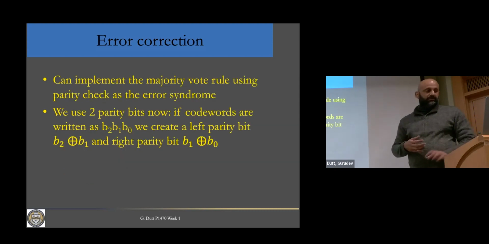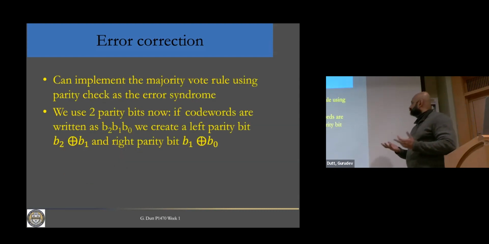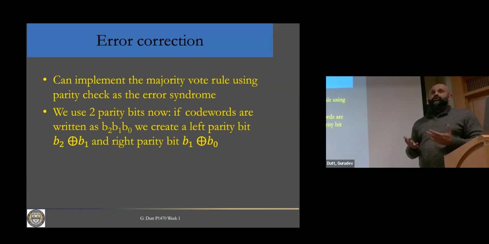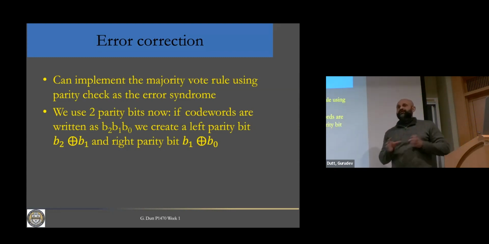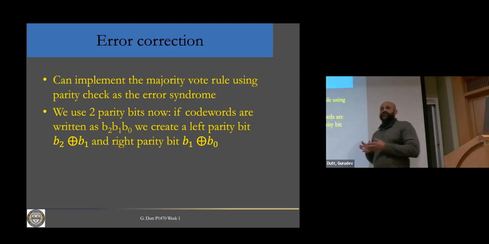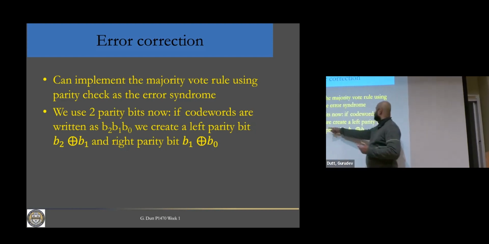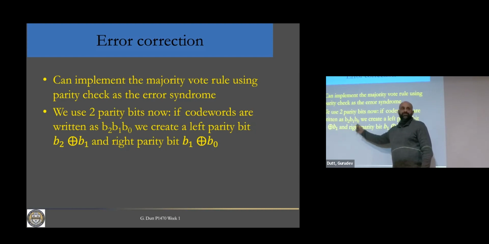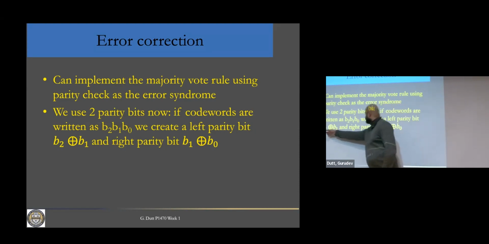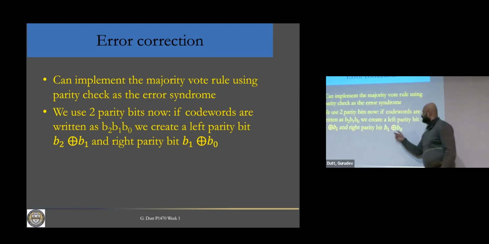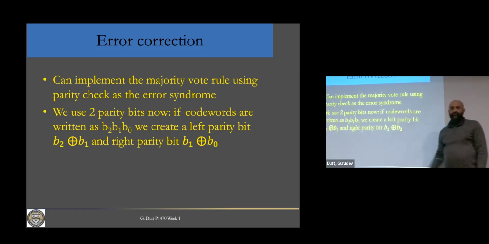How would you implement this? We can implement the majority vote rule using, again, parity checks as the error syndrome. Now I'm starting to put together all these unfamiliar words. Hopefully it starts to make sense because we introduced them earlier. So the error syndrome is again parity, but now we're going to find the parity using all 3 digits. So we get 2 parity checks, which are very straightforward. If I have written the code word as the bits B2, B1, B0, with B2 the most significant bit and B0 the least significant bit, then the left parity bit is B2 plus B1, the right parity bit is B1 plus B0, modulo 2, XOR.